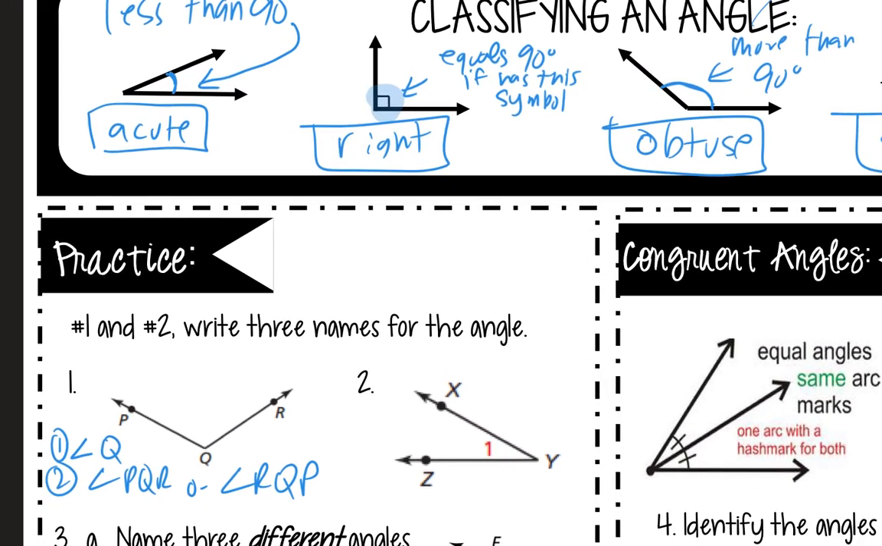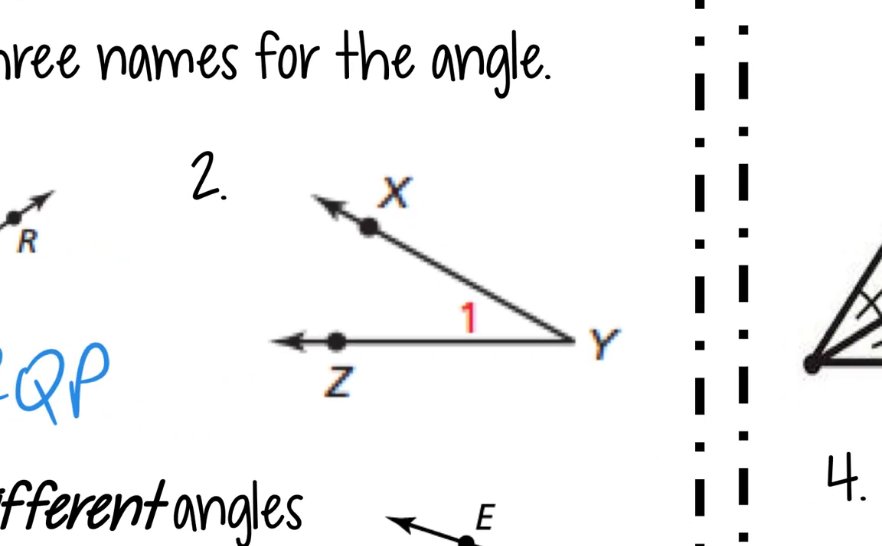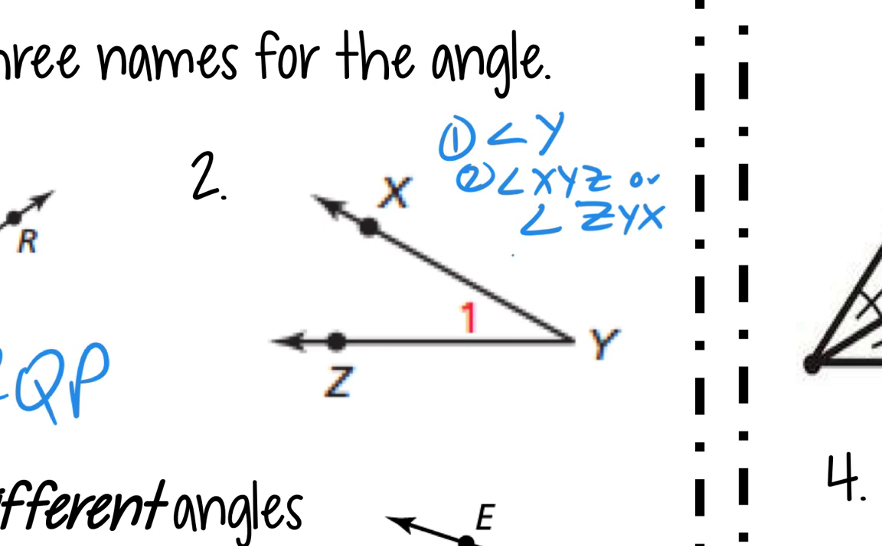Keeping that in mind, what about number 2? The first way on number 2 would be angle Y, because we have this Y right over here. That's the vertex. The second way would be angle XYZ, or we can go the other way, angle ZYX. And then let's do one more way. Another way we could say is just angle 1. That's how we talked about naming those angles.